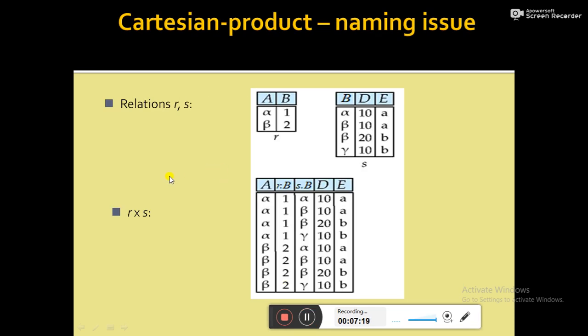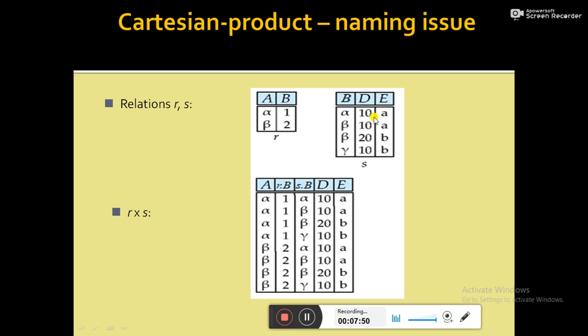Now in some cases, while performing the Cartesian product operation between two relations R and S, it may happen that the two relations have some common attribute. In the previous example, two relations R and S had distinct sets of attributes, but in this example, R and S have a common attribute. R has two attributes A, B, while S has B, D. So the common attribute is B.